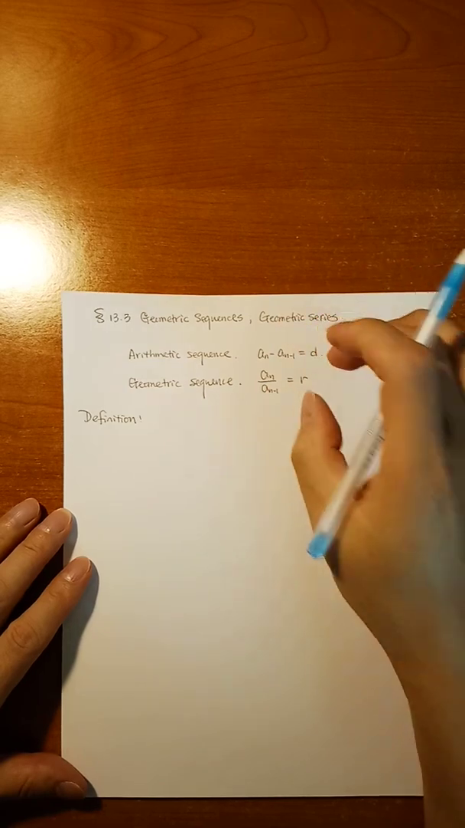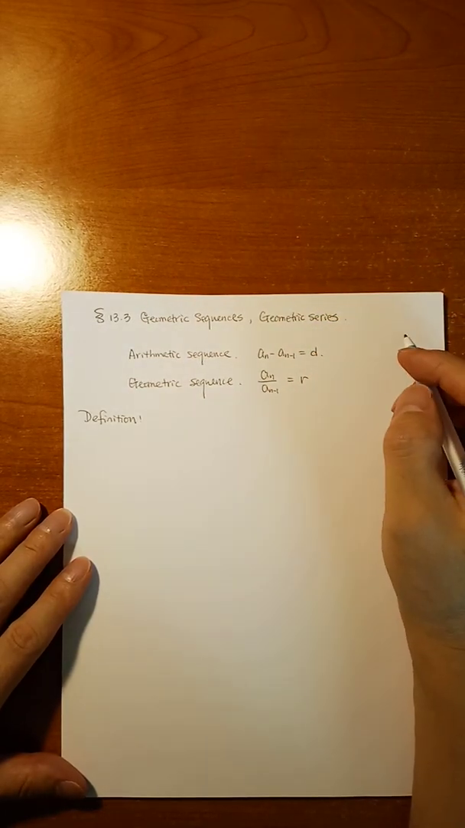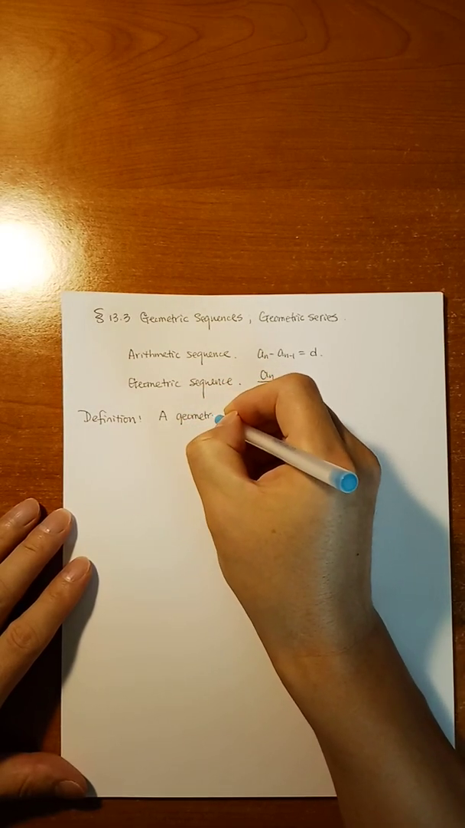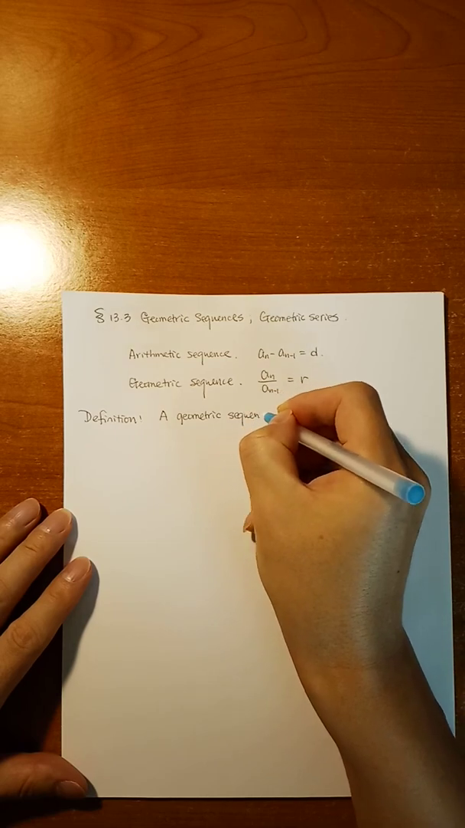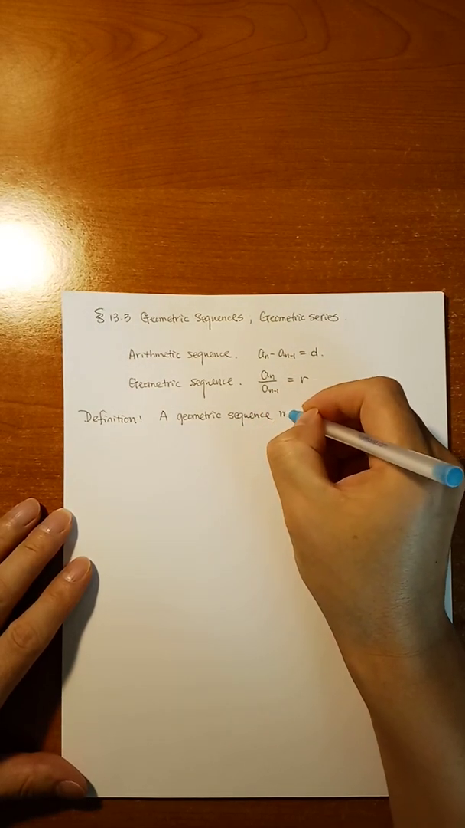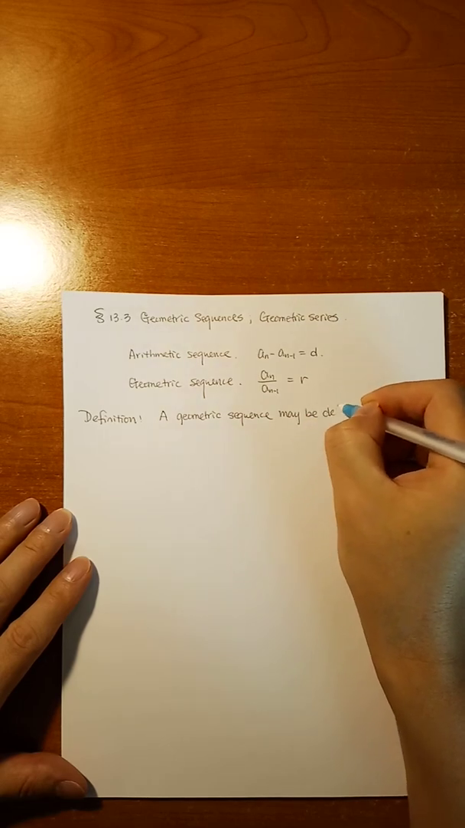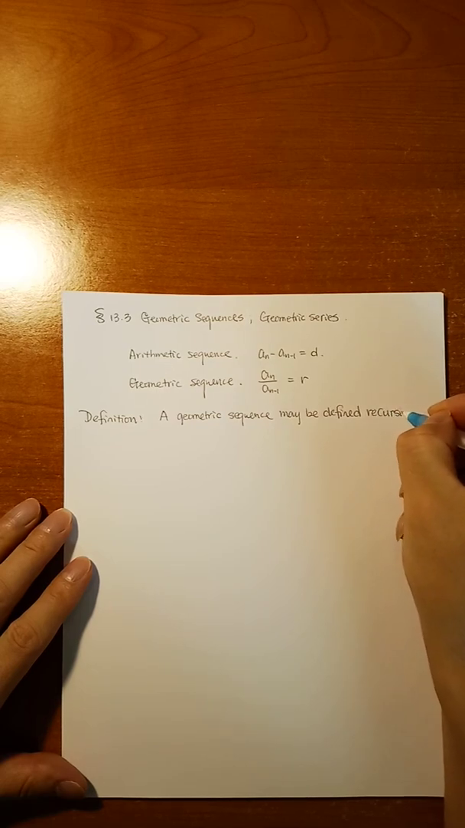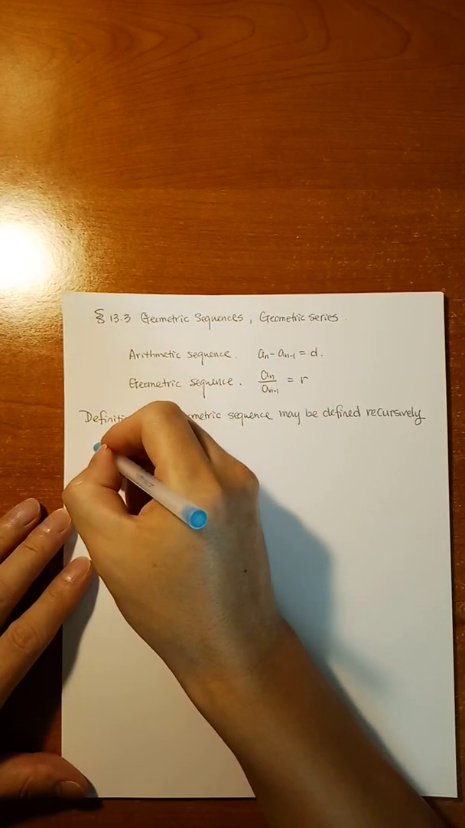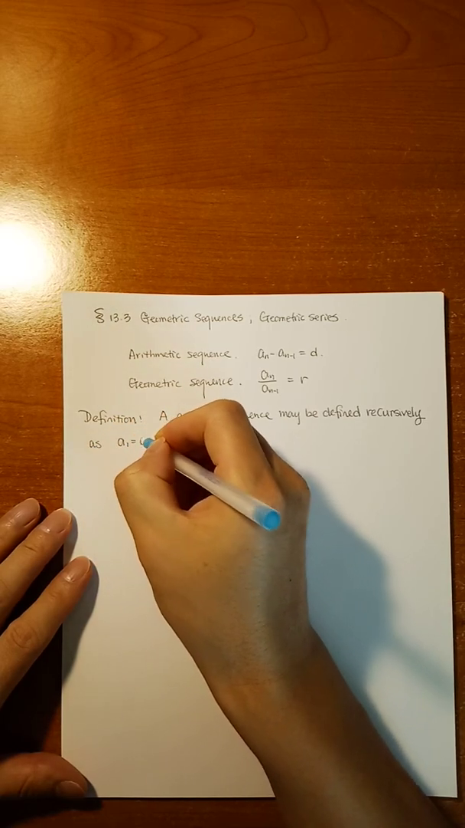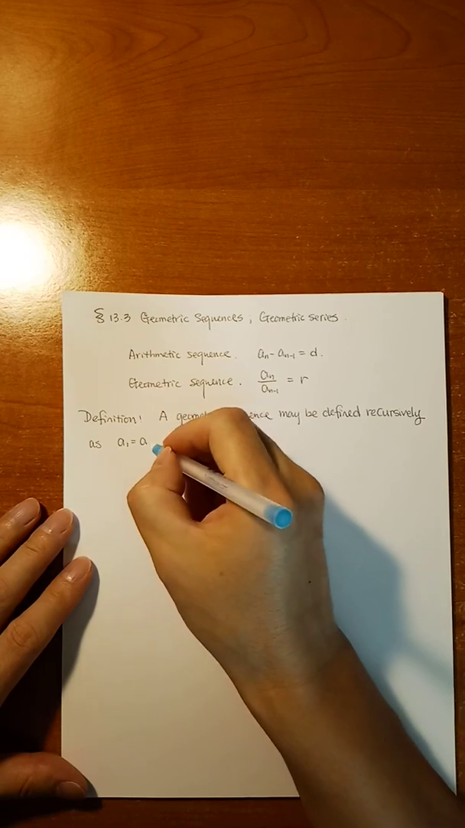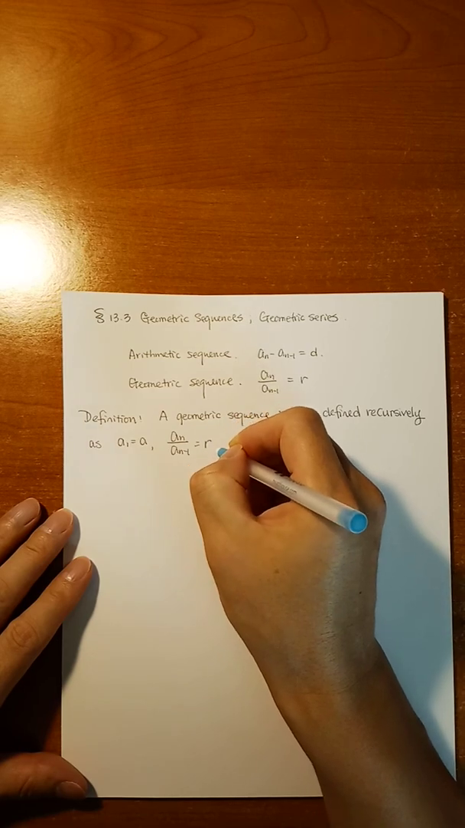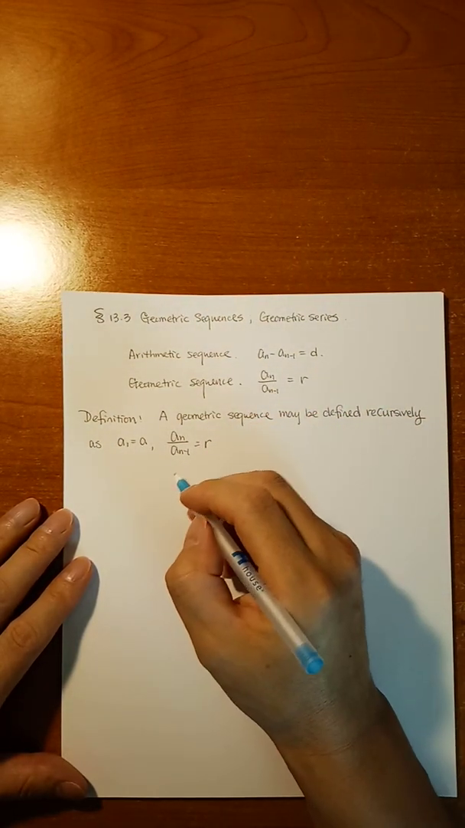So here we list them as a comparison. One is about the difference, the other one is about the ratio. So a geometric sequence may be defined recursively as a_1 is equal to a. This is always the first term, the starting initial term. And a_n over a_{n-1} is equal to r. Okay, this is one recursive definition.